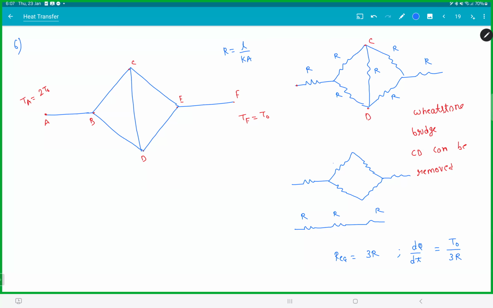4T by 3, that is right, Ishana. C and D nikal do. How do you find the temperature?